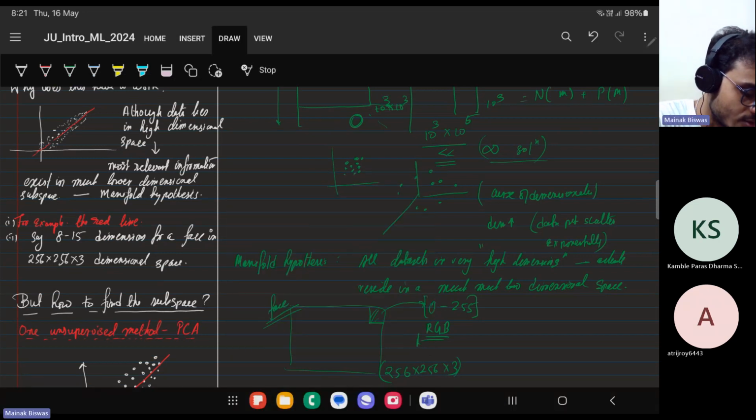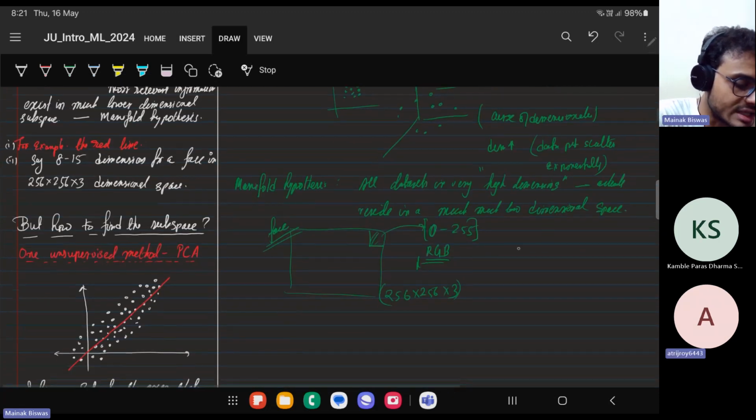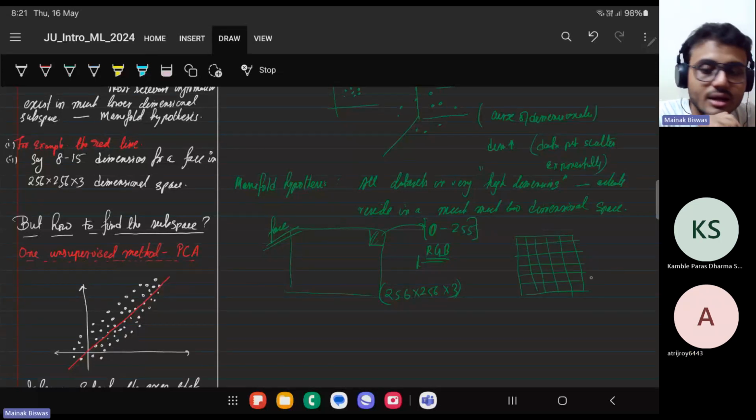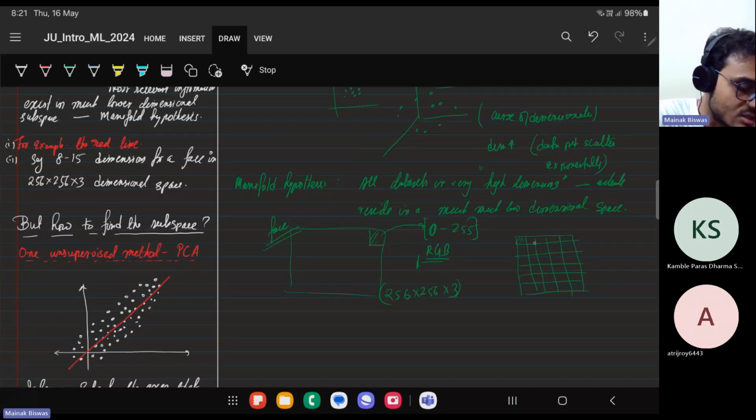Zero to 255, sorry. Hello, can you hear me? So you know now what is the image? My question is, say you have an image. Image is nothing but a matrix. It's a collection of matrix pixel values. So each channel will form a matrix. This is nothing but a matrix.